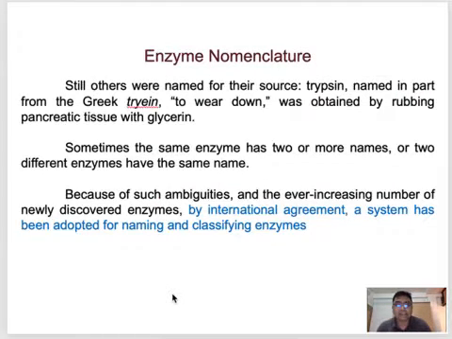Still some other enzymes are named for their source. Some enzymes are named because of their activity, some from their discovery, some from their source. For example, trypsin is named in part from the Greek word tryo, which means to wear down. It was obtained by rubbing pancreatic tissue with glycerin. They rub the pancreatic tissue with glycerin and get the enzyme. That's why it was named trypsin, because in Greek, tryo means to wear down.